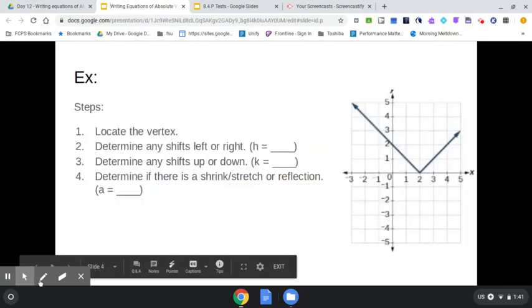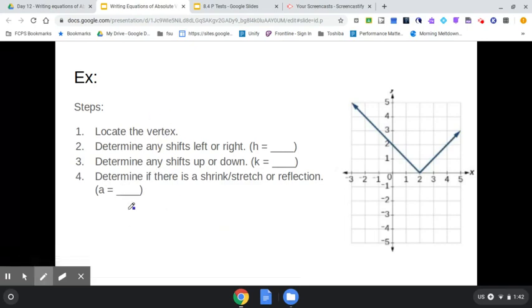We're going to take a look at this first example together, and I'm going to walk you through the steps to writing an equation of an absolute value graph using these transformations. So the first step that we need to do is to locate the vertex of the graph. Normally the vertex of the graph is located at 0, 0, but because we're shifting graphs, it may not be located at 0, 0. With this one, the vertex is located right here.